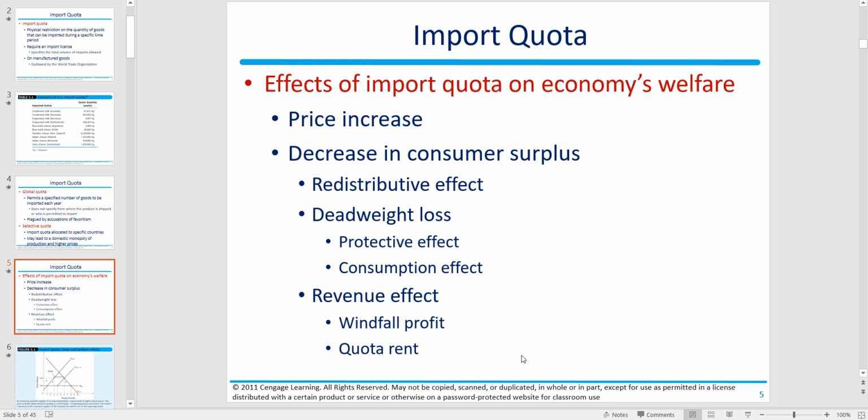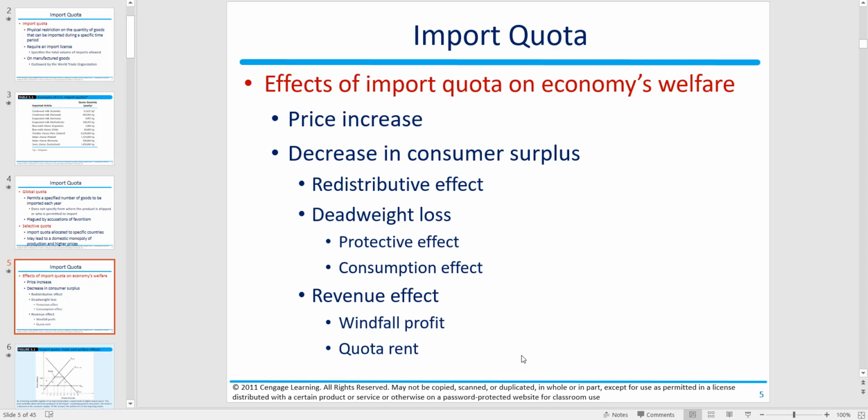Now, what are the welfare effects of imposing a quota? Well, it's going to be similar as before in the case of tariffs, in the sense that we're going to have a redistributive effect, a protective effect, a consumption effect, as well as a revenue effect.